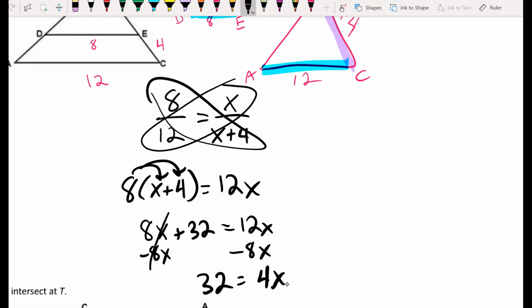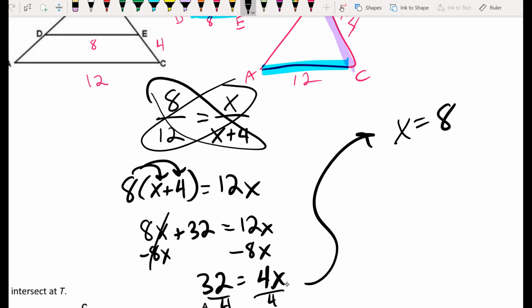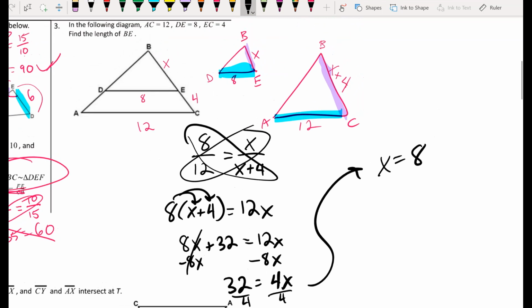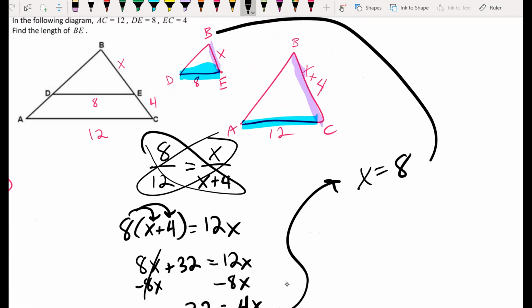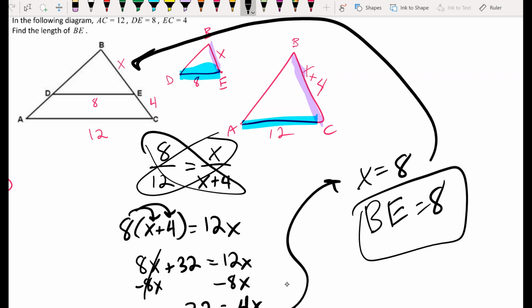And I get 4x equals 32, or if I divide out the 4, I get that x is equal to 8. And remember, I labeled x for BE, and that's exactly what I'm looking for. So my missing side length is 8. So this is another proportion problem. You just need to be a little bit careful when you're distributing there. That's the only difference.